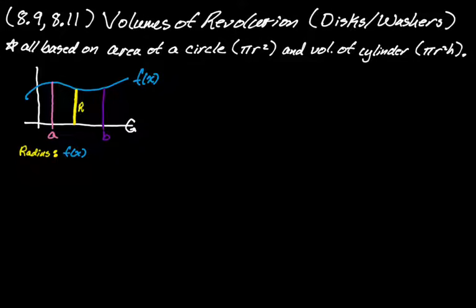You get a circle, and then you add them up. So the volume is going to be pi times the integral from a to b of the radius f of x squared, pi r squared, and then dx. That's all we're really doing.